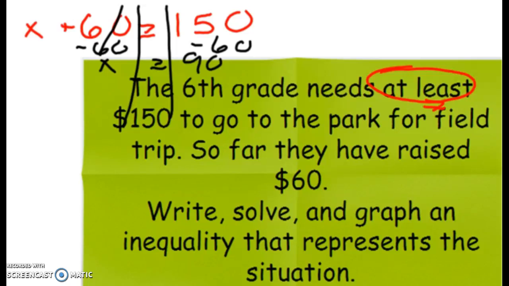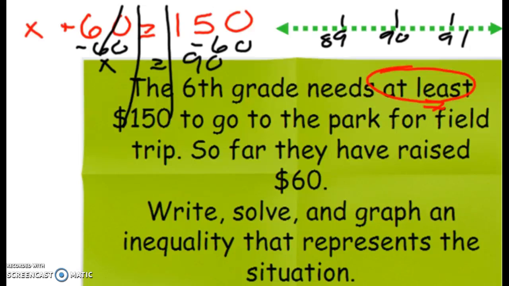So that's what I have to graph. So I'm going to put a line up here. I'm going to put 90 in the middle, 91, 89. This is going to be a closed dot because it's greater than or equal to. And then I'm going to go to the right because I need greater than or equal to $90 more to reach my total.